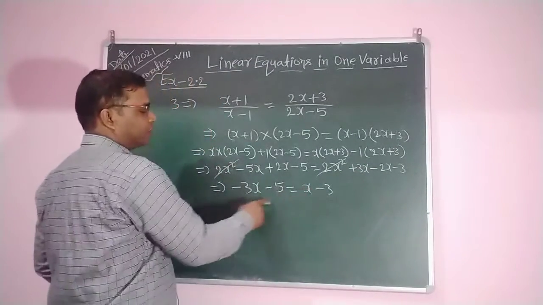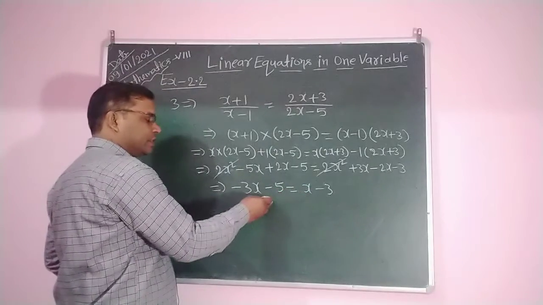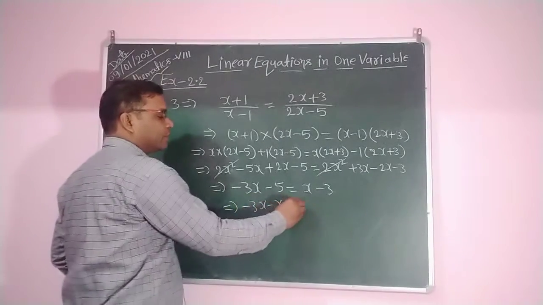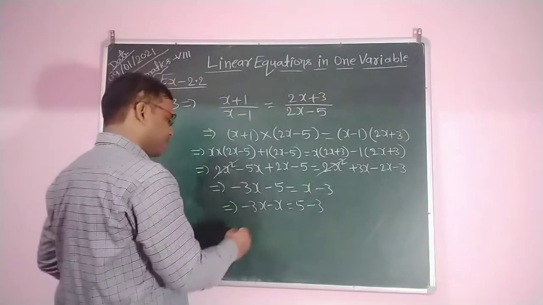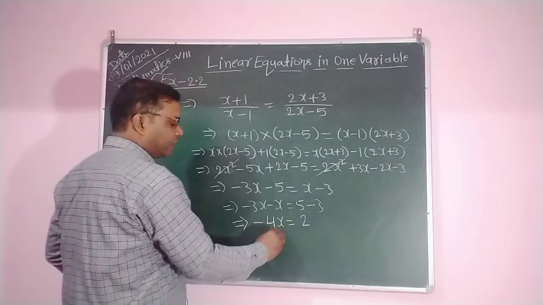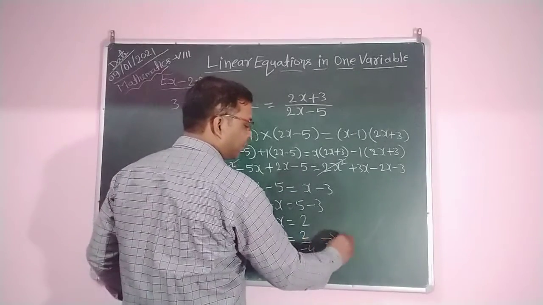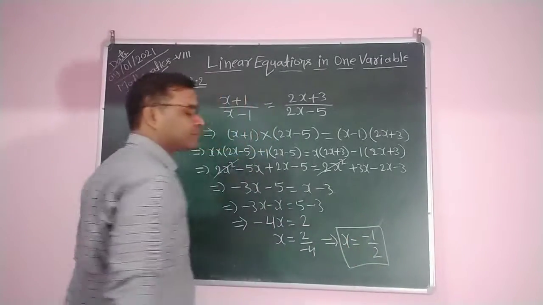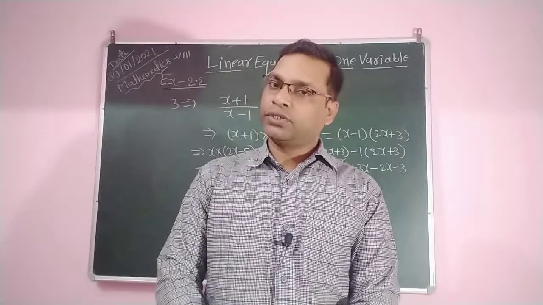Clear? Now we are transposing this x. Here we use the variable separable method. So we transpose this x to the left hand side and this constant to the right hand side. So we get minus 3x minus x is equal to plus 5 minus 3. So minus 3x minus x, this becomes minus 4x. This becomes minus 4x is equal to 2, and you can write x is equal to 2 by minus 4. This implies that x is equal to minus 1 by 2. So you can see here we find the value of x. I hope all of you understood this question.